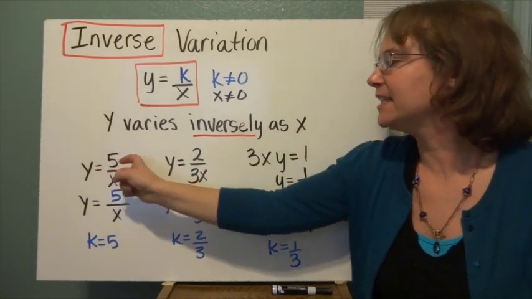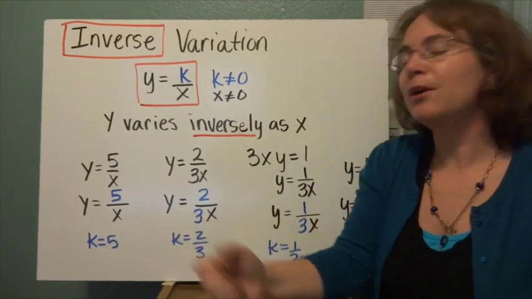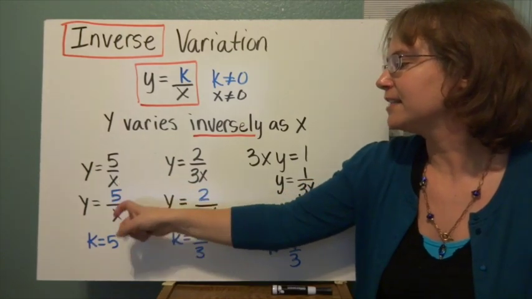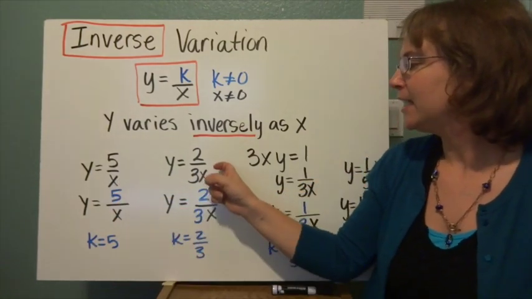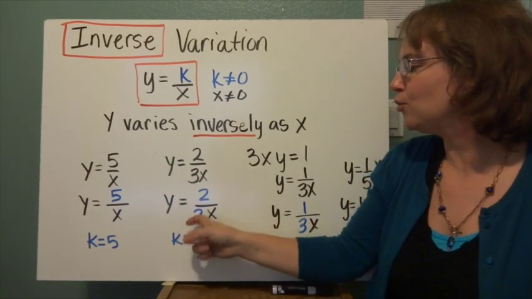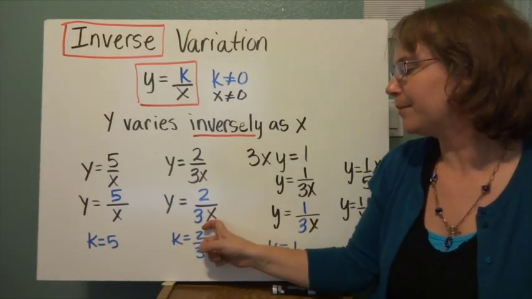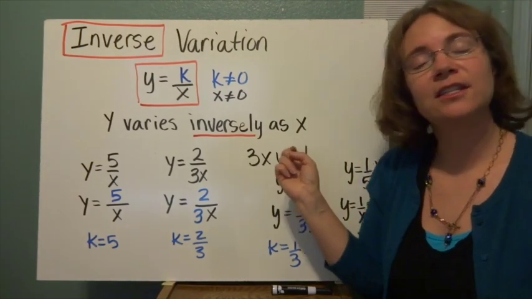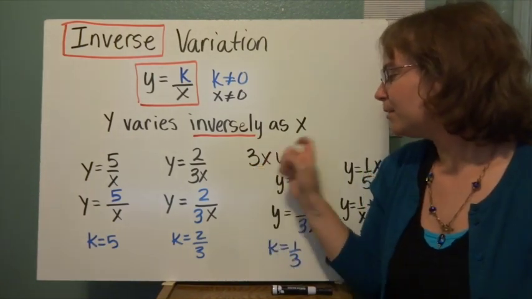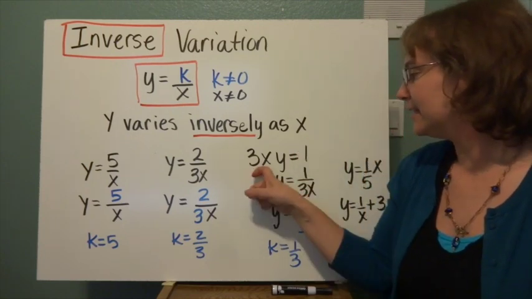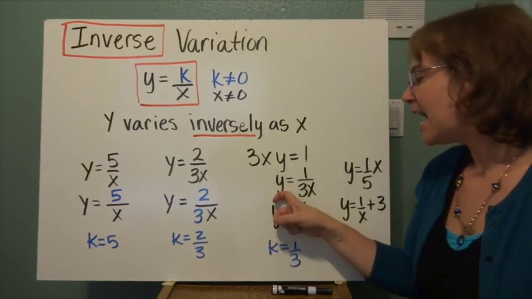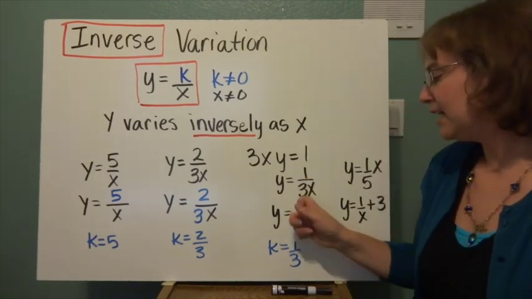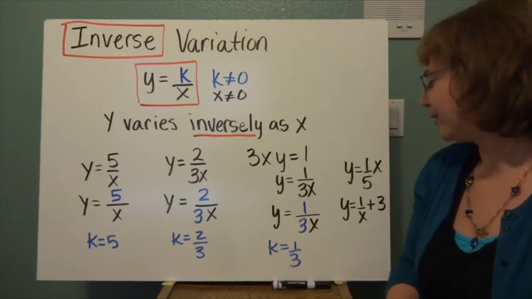So here I have y is equal to 5 over x, and if I were to look for the constant, I just look for that constant over the x, and that's a 5, so k is equal to 5 there. In this case, my constant is 2/3 with my x in the denominator. Here, it's not solved for y, so it's a little bit difficult to see. If I divide both sides by 3x, I get y equals 1 over 3x. And now I can see my constant is 1/3, so k is equal to 1/3.